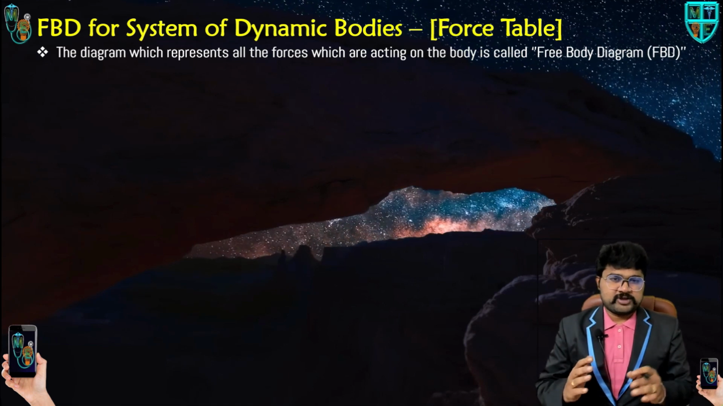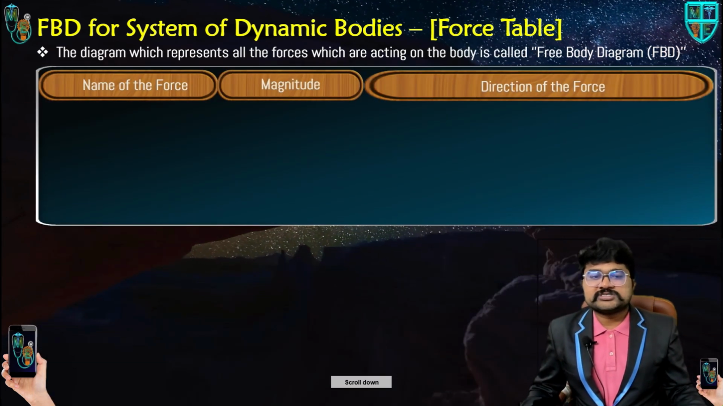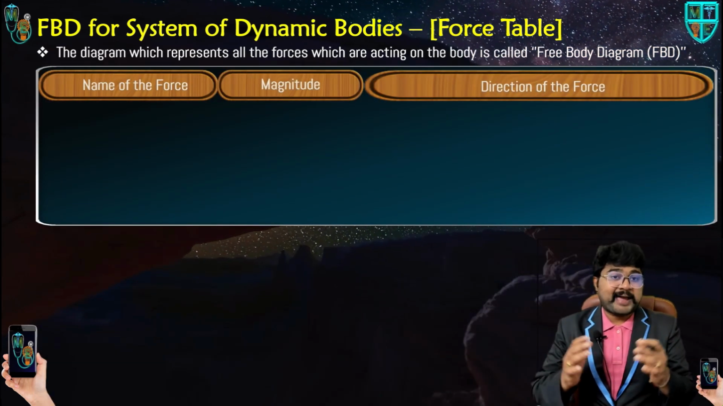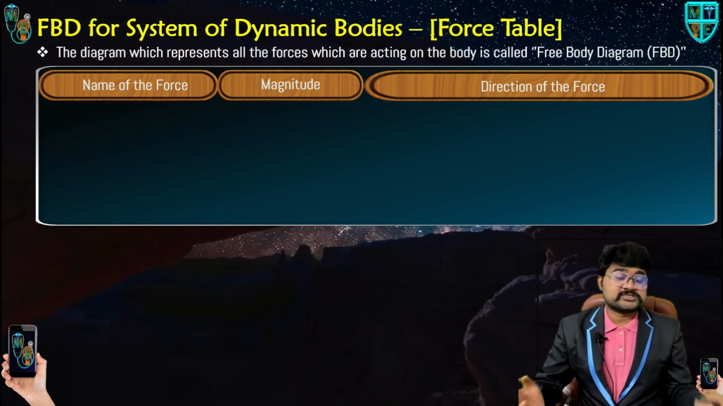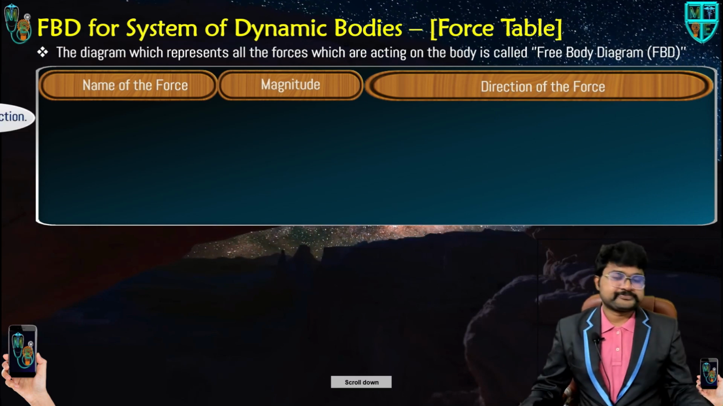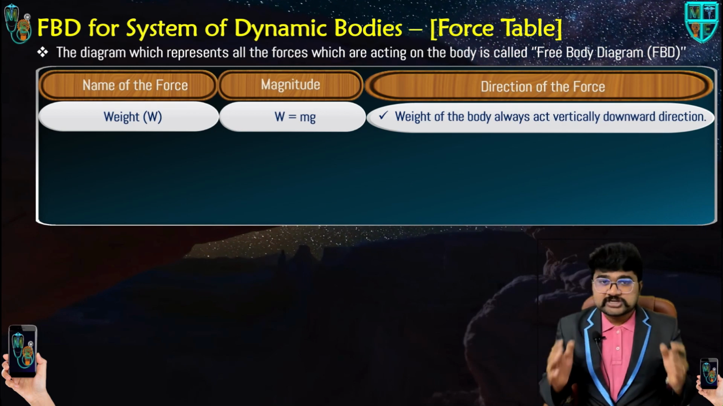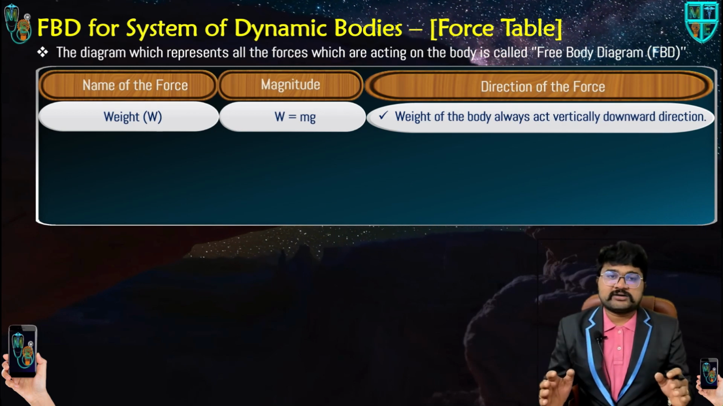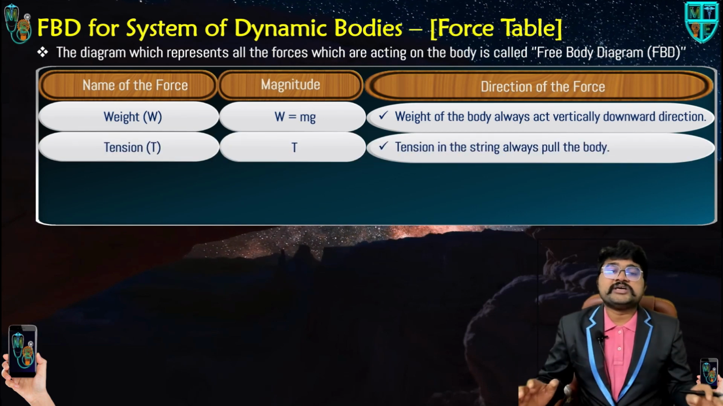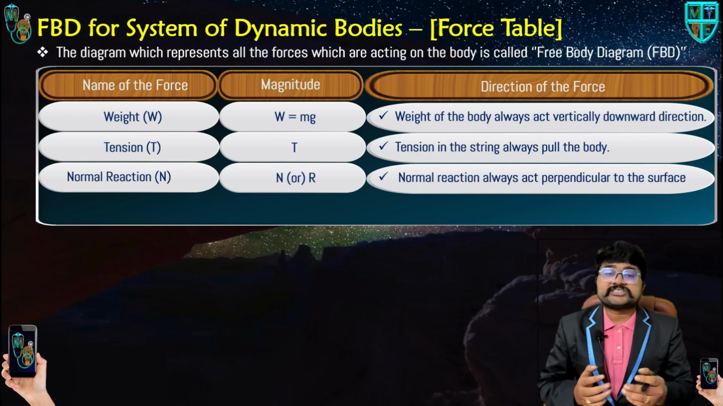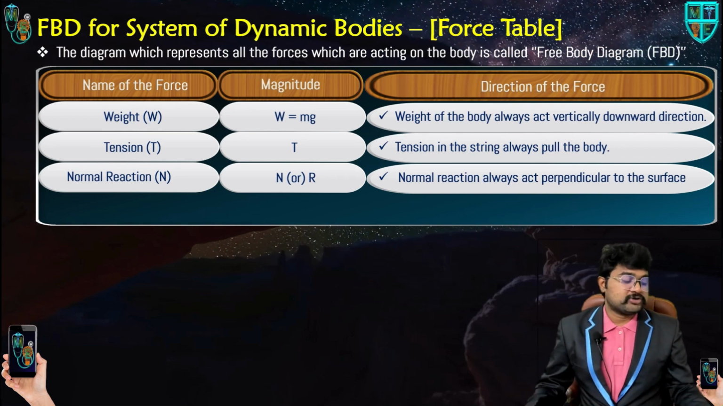In order to draw a free body diagram, you should know some fundamental points. Force is a vector quantity. It has both magnitude and direction. First, let's look at the different forces studied in physics. Weight equals mg. It is gravitational force. It always acts vertically downward. Tension in the string always pulls the body. Normal reaction at a contact surface always acts perpendicular to the surface.